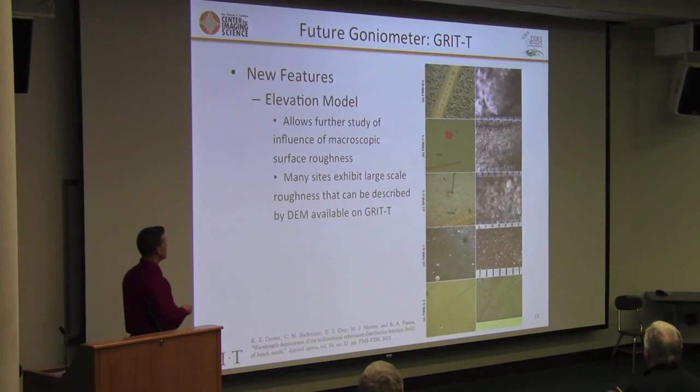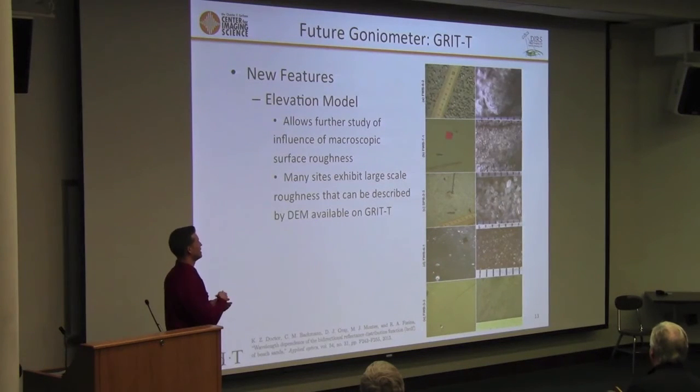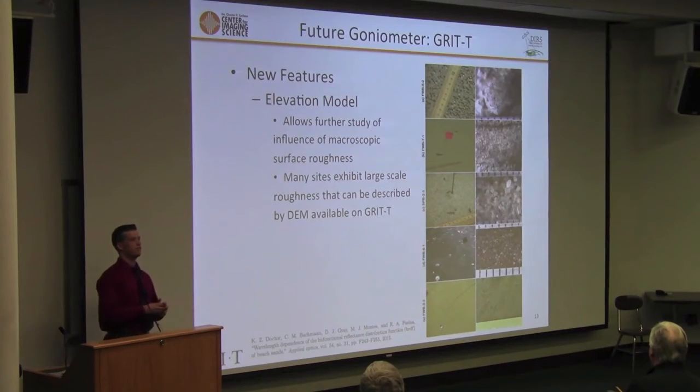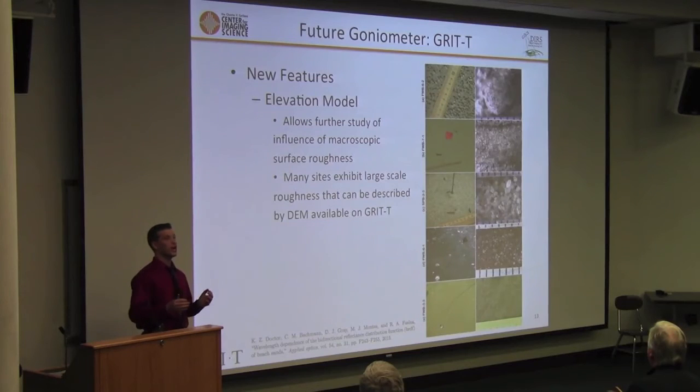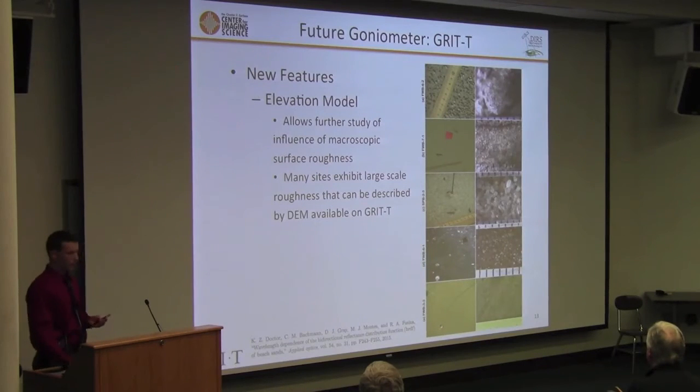Another feature is the elevation model. The elevation model allows for the study of macroscopic surface roughness. So something that Dr. Bachmann is interested in with these radiative transfer models is also understanding the macroscopic roughness. If you're measuring the BRDF of gravel or something like that, the height of those objects can induce shadows in certain directions that can adjust the reflected light and change your BRDF. And since a lot of our sites exhibit this large-scale roughness, we wanted to be able to actually describe it with this DEM. We can do that down to, like I said, about 2 millimeters or so.